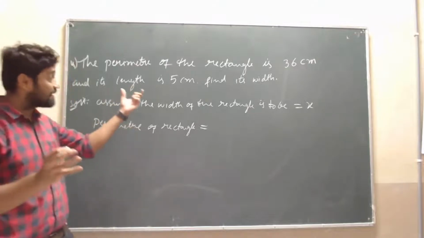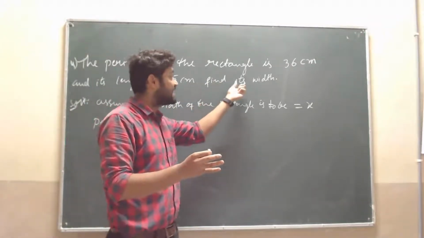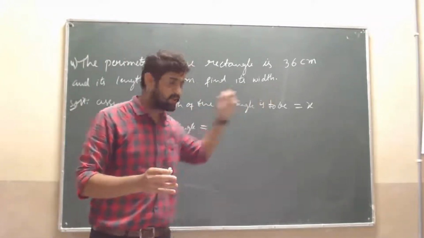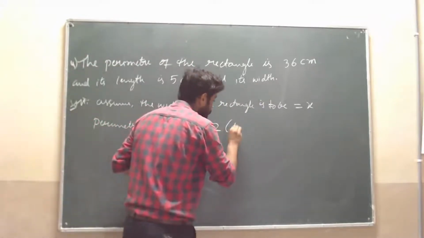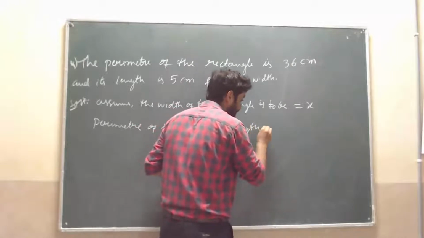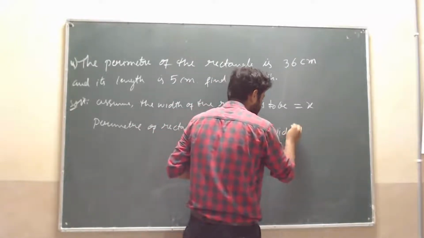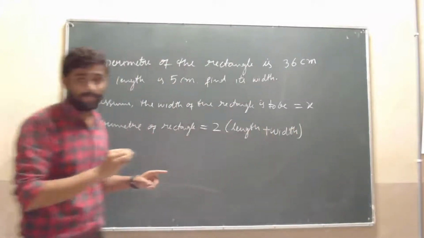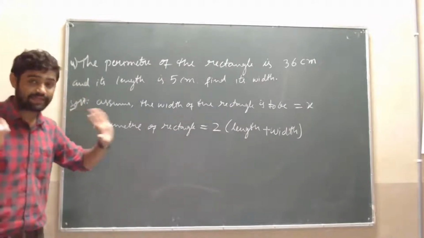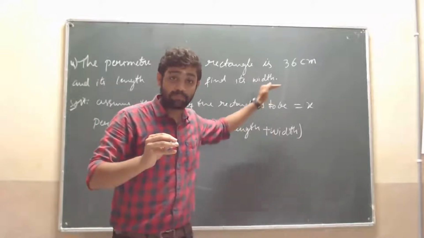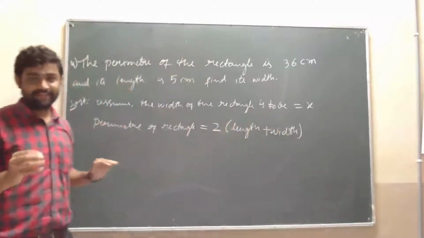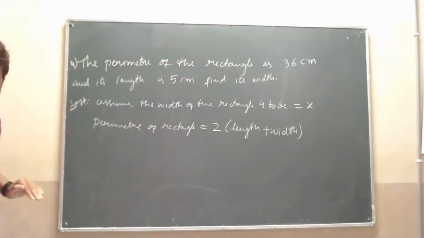Breadth is usually written, but here the question has given width. Then the perimeter of the rectangle is 2 into length plus width. The question has given width, that's why I have taken width here. If it had been given as breadth, I will take it as breadth. Yes, Aditya and Bhagya Karigoda, 2 into L plus b is the correct answer.